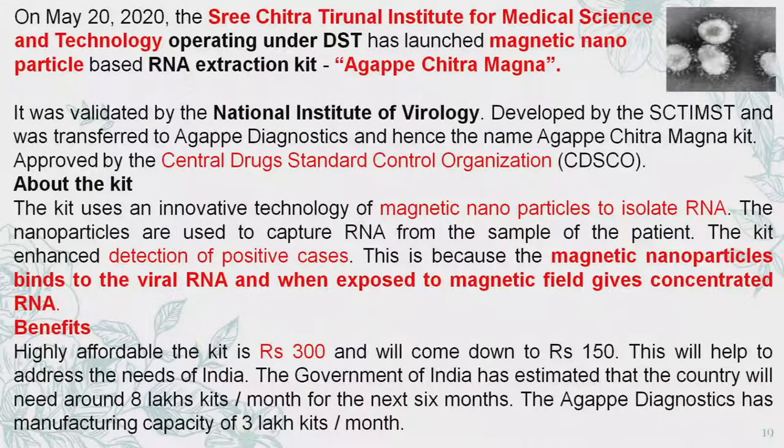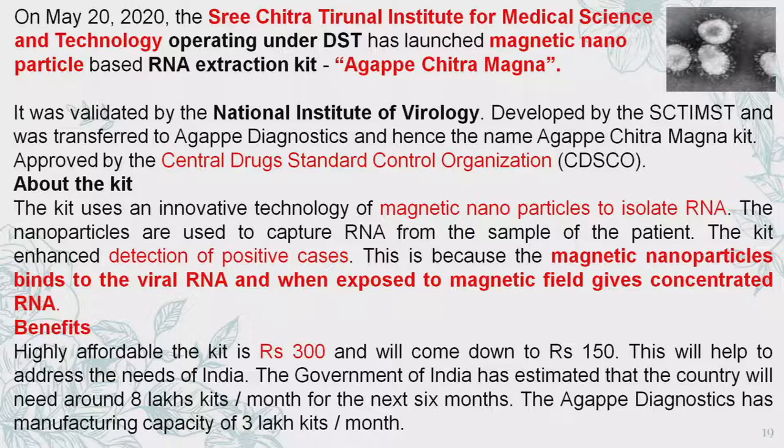So again, there's another one very important in the Kerala scenario, Agappe Chitra Magna. Sree Chitra Tirunal Institute for Medical Sciences and Technology, functioning under DST, developed a magnetic nanoparticle for extracting RNA, called with the term Agappe Chitra Magna.